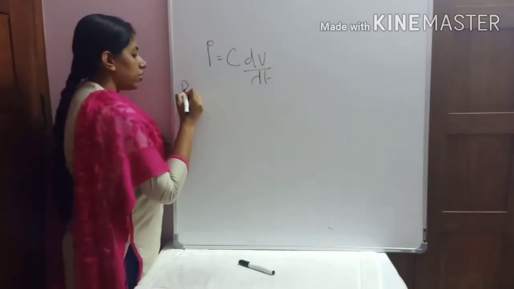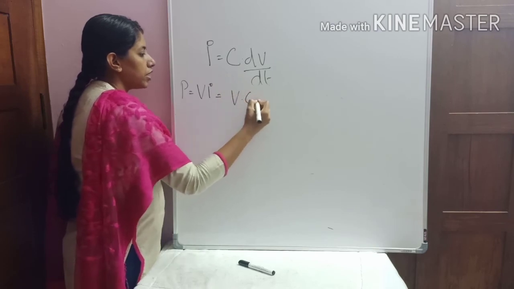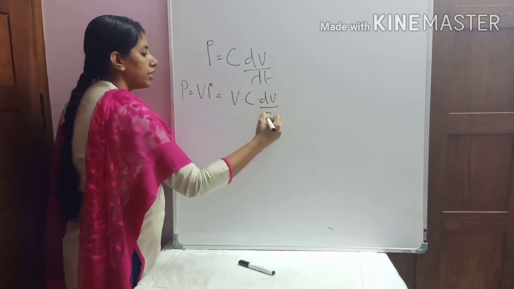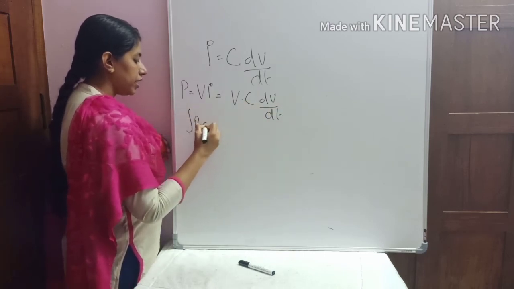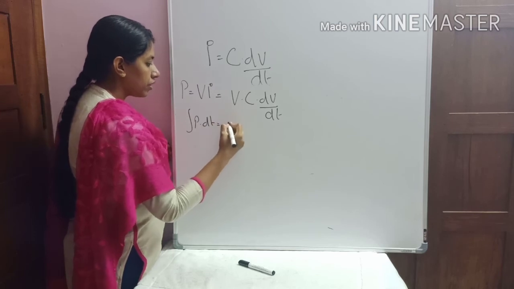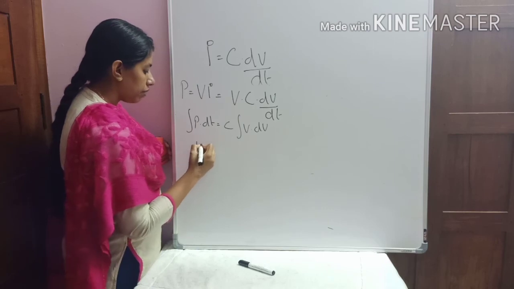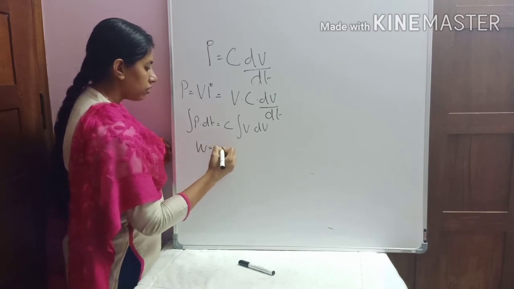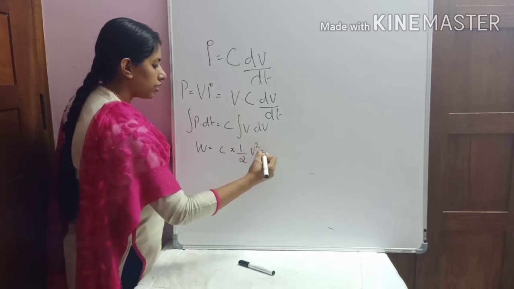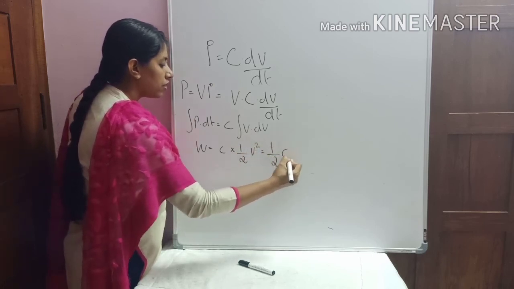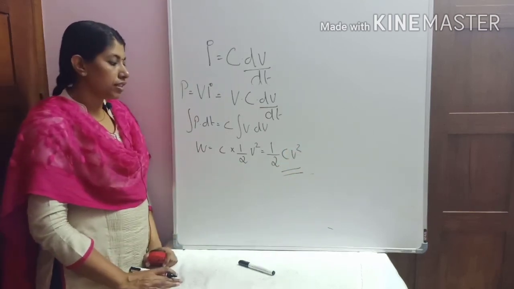We know that P is equal to V into I, that is V into C into dV by dt. Energy is integral P dt, that is equal to C into integral V into dV. Therefore W is equal to C into half V square, that is equal to half CV square. So this is the energy stored by the capacitor.